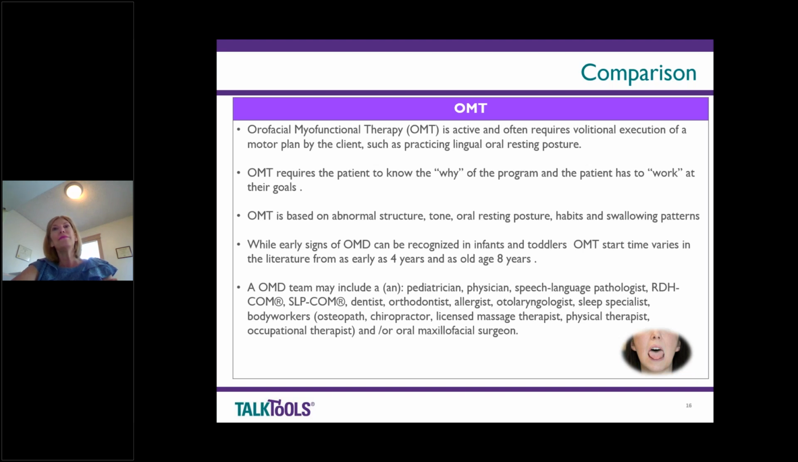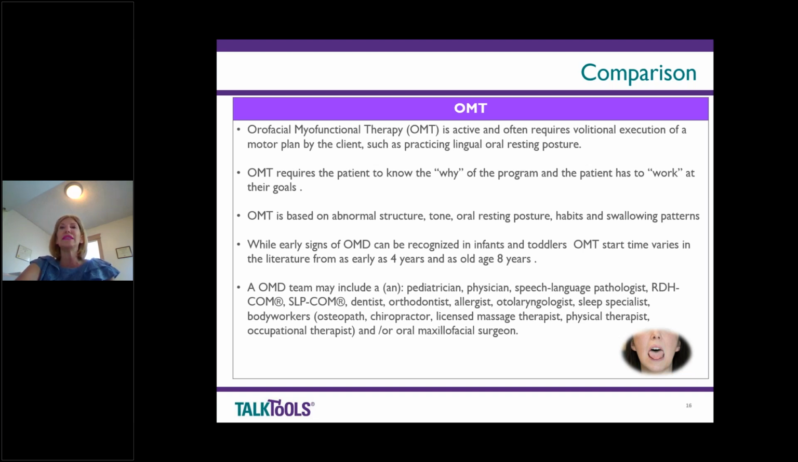OMT is also based on abnormal structure, tone, or resting posture, habits, and swallowing. So I always say with orofacial myofunctional therapy, the feeding training should be there too, because feeding is based on normal development and OMT is based on the abnormal manifestations. So it's really important that even though someone specializing in orofacial myology might not be working with babies, you can still learn about that 0 to 3 development. And it can help a lot with recognizing OMDs in older populations.